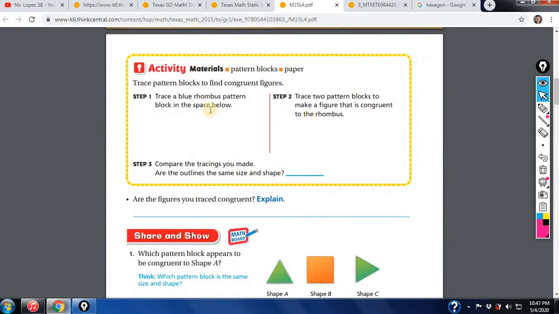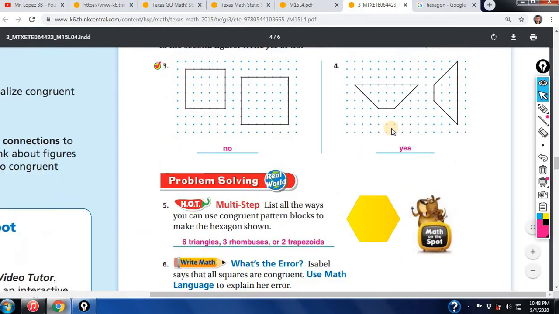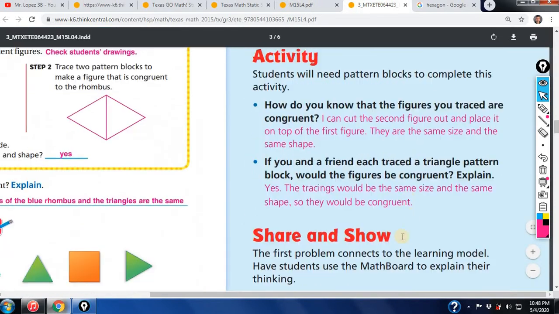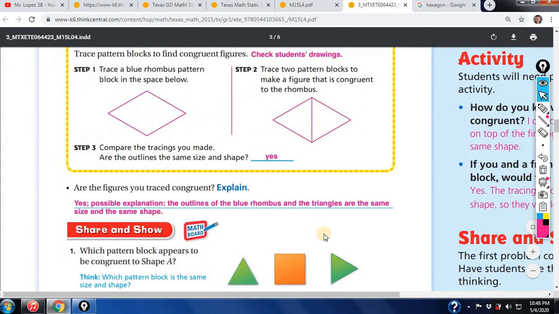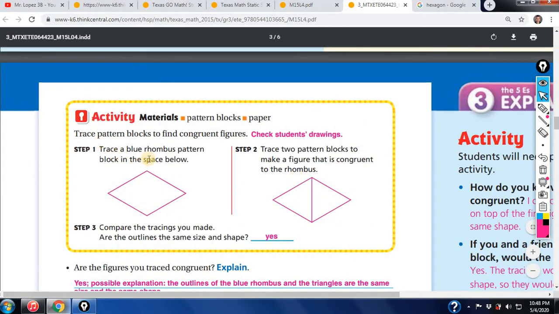For this activity, we don't have the rhombus blocks available to you right now, but I have them traced already for you on a separate sheet of paper over here for you. And we'll look at these right now. So if you trace a blue rhombus here, okay, you would trace it right here. So you could go ahead and make one on your own.